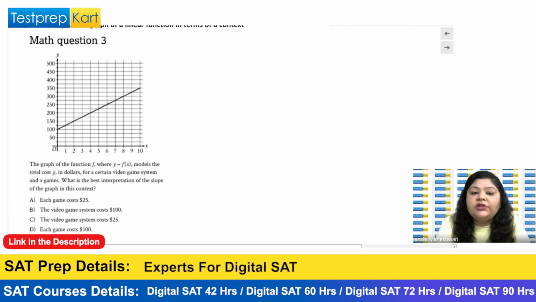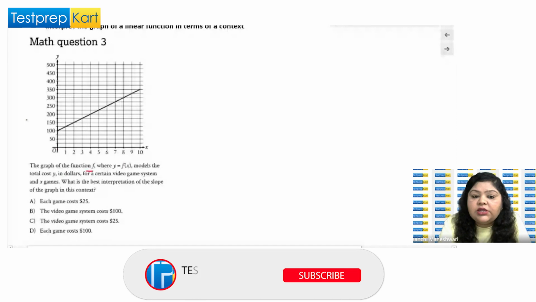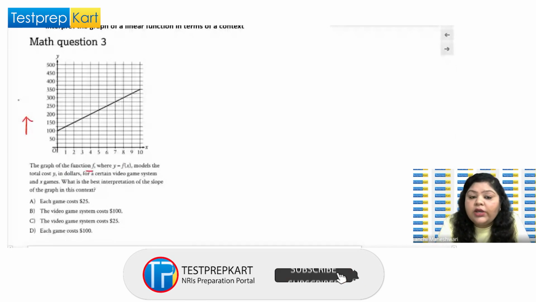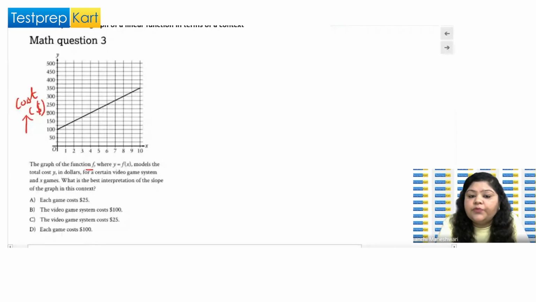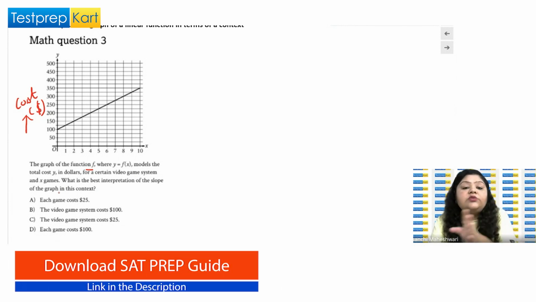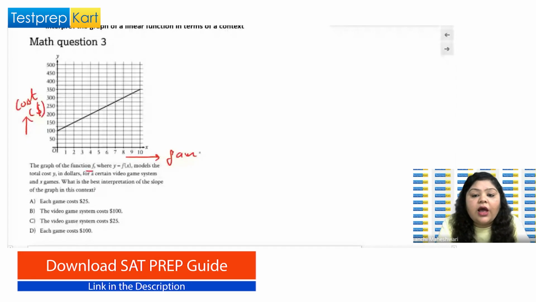Question number 3 is saying the graph of the function f, where y is equal to f(x), models the total cost y in dollars. So obviously on the y-axis, what are we measuring? We are measuring total cost, that too in dollars. Now for a certain video game system and x games, this is the cost of a certain video game system corresponding to the x video games. So on the x-axis the games are measured.